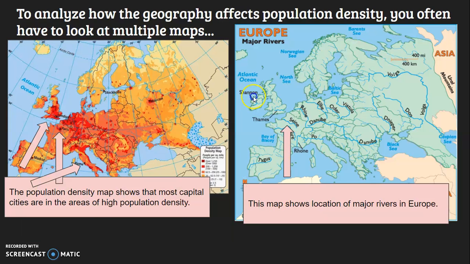Here is another map. Once again, if you paid attention, you might have noticed that major cities in Europe, such as Paris, Rome, London, are all located in areas that are highly populated. They're all in red areas on the map. So once again, you might be wondering why. Well, to answer this question, you might want to look at a map that shows major rivers in Europe. For example, you might notice that Paris is located in the area where the Seine River is.